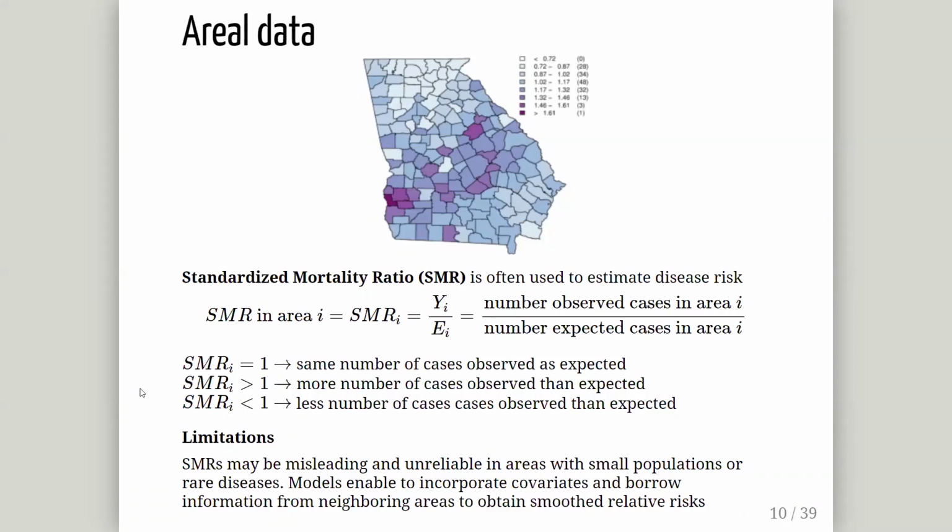SMRs are very easy to calculate, but they may be misleading and unreliable in areas with small populations or rare diseases. So imagine, for example, that we have an area with very low population and we have 0 cases. So we will get that the SMR and the risk is 0, which is not true. Or imagine that we have 1 or 2 cases and a very low expected value. In that case, we would get a very extreme value that is also very misleading. So instead of calculating SMRs, what we do is to use models that enable us to incorporate covariates and to borrow information from neighboring areas to obtain a smooth relative risk.